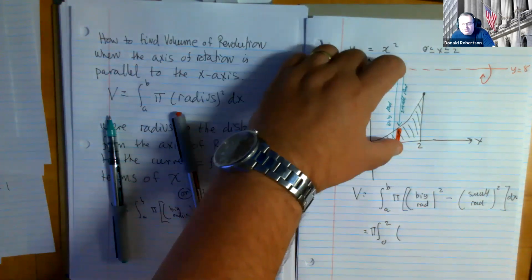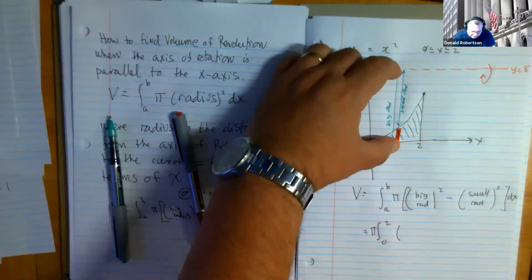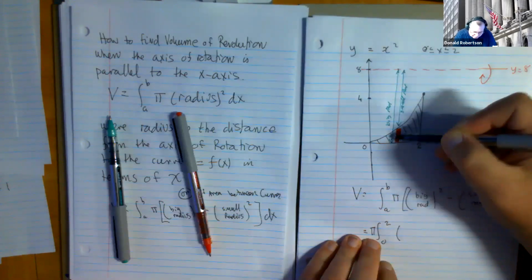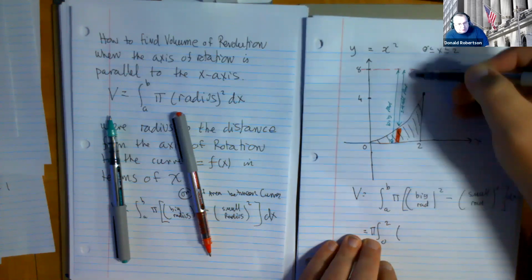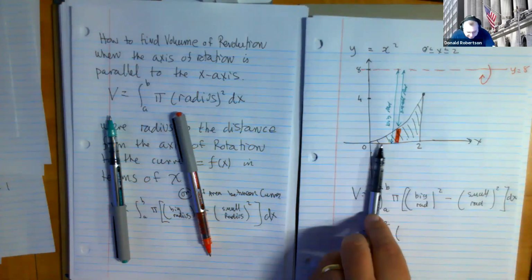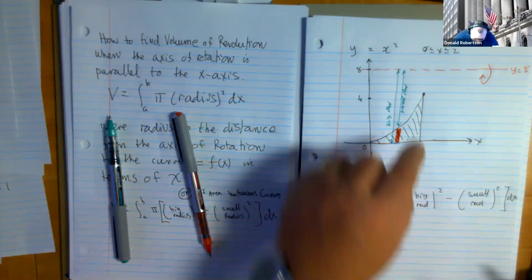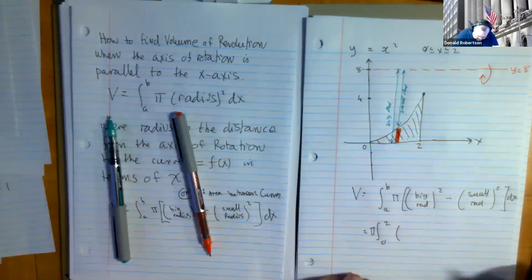This distance here, from here to here, is the big radius. Won't it be the same number no matter where I draw that little red rectangle? So the big radius is, in this case, a fixed number. It's 8.